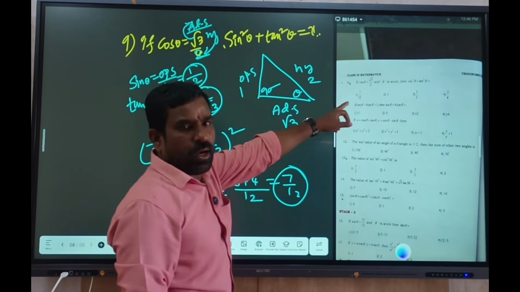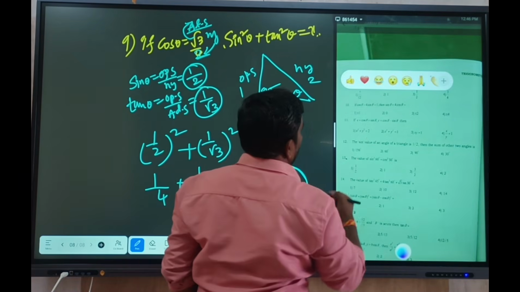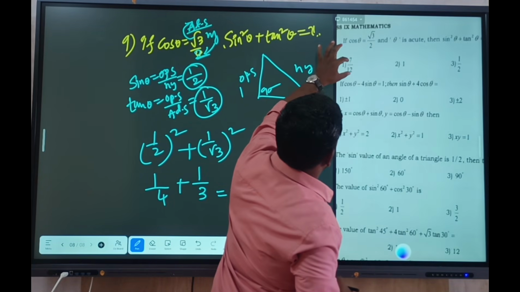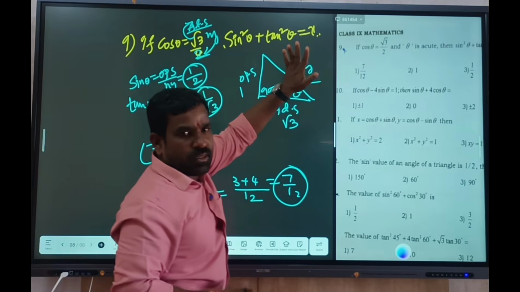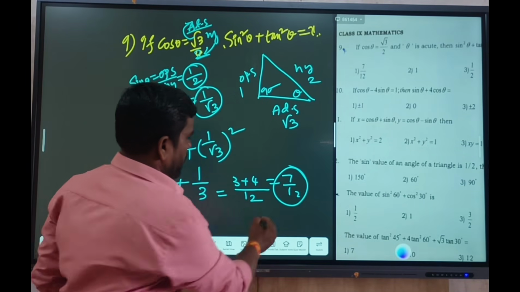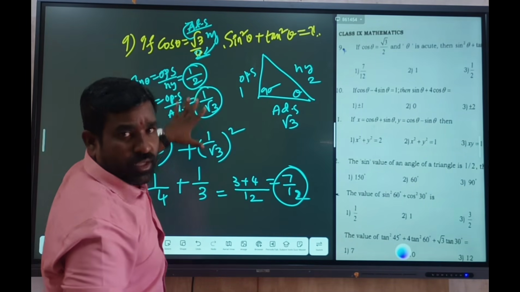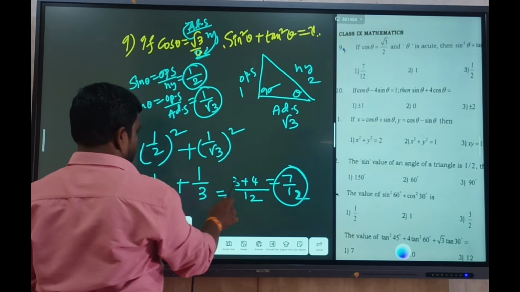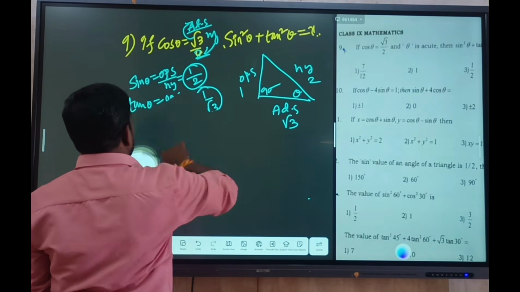So the answer is option A, 7 by 12, the correct answer. This is very important. I used the Pythagoras formula here on the right triangle.